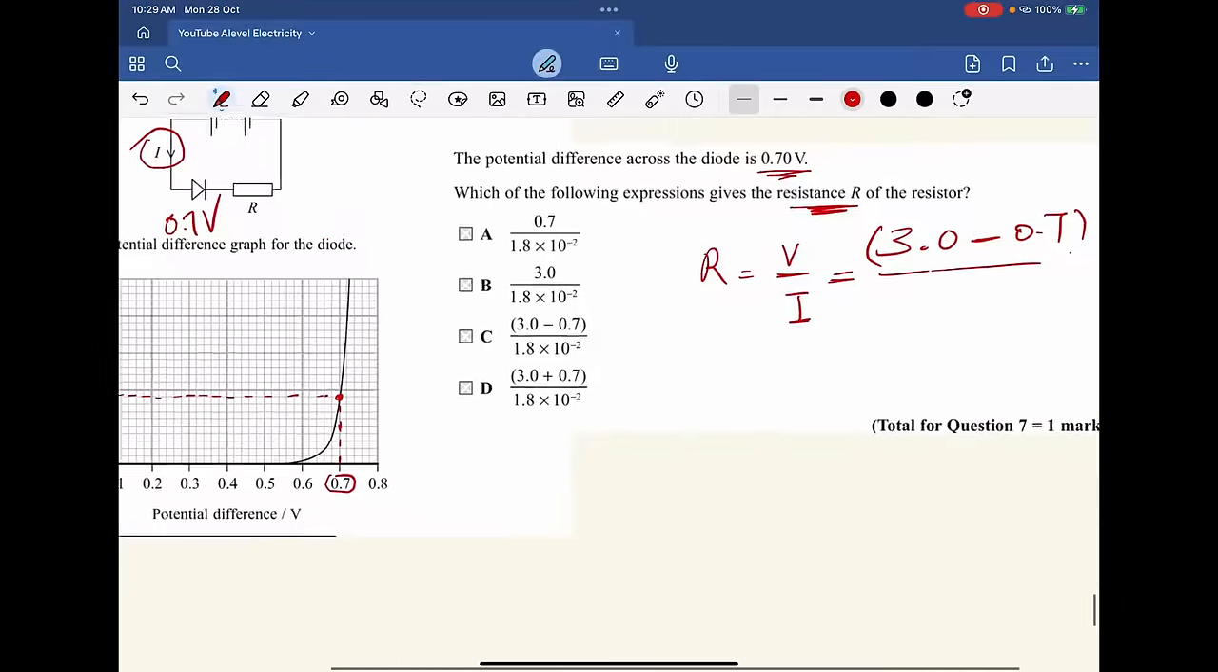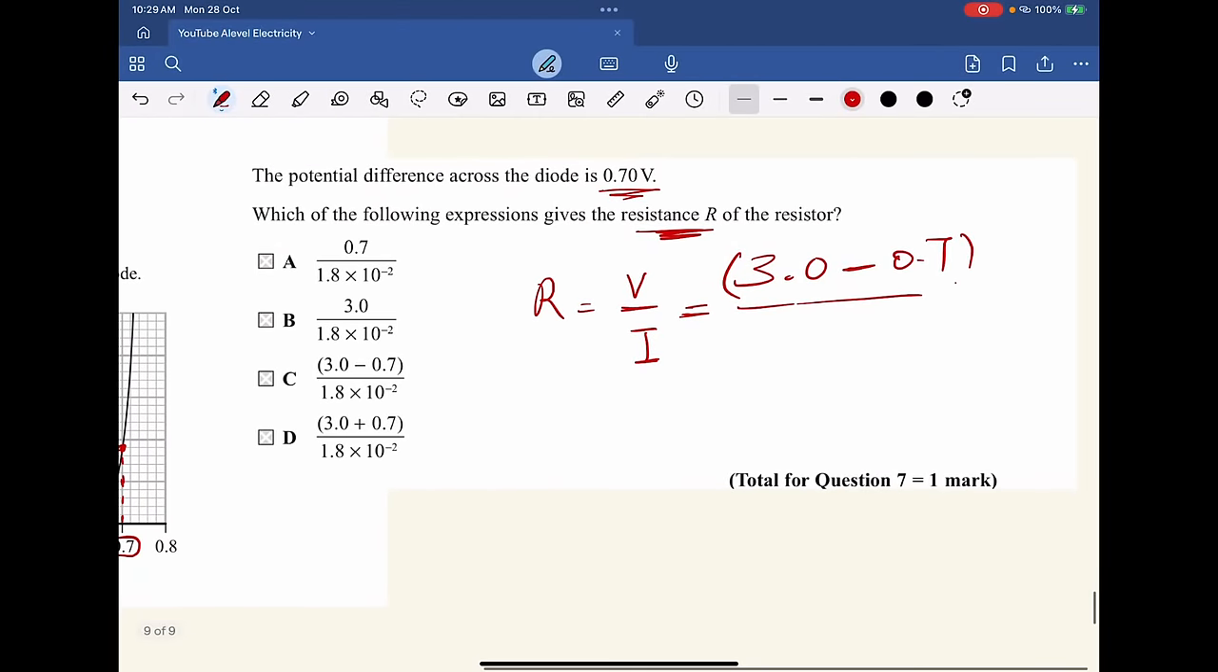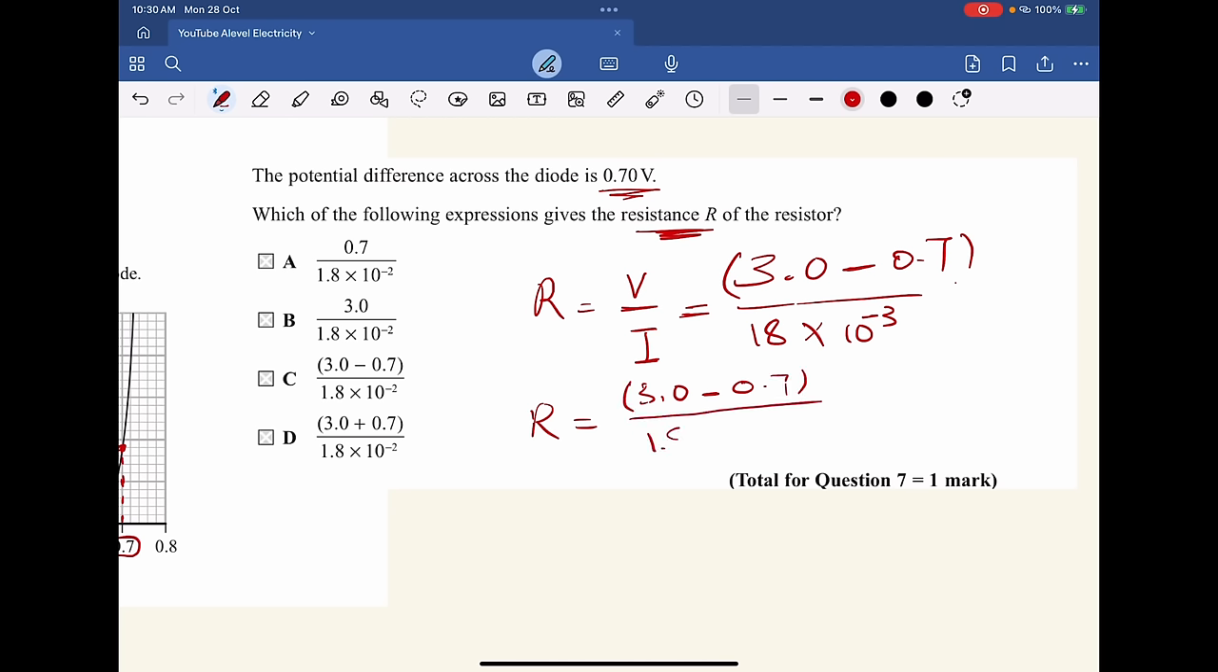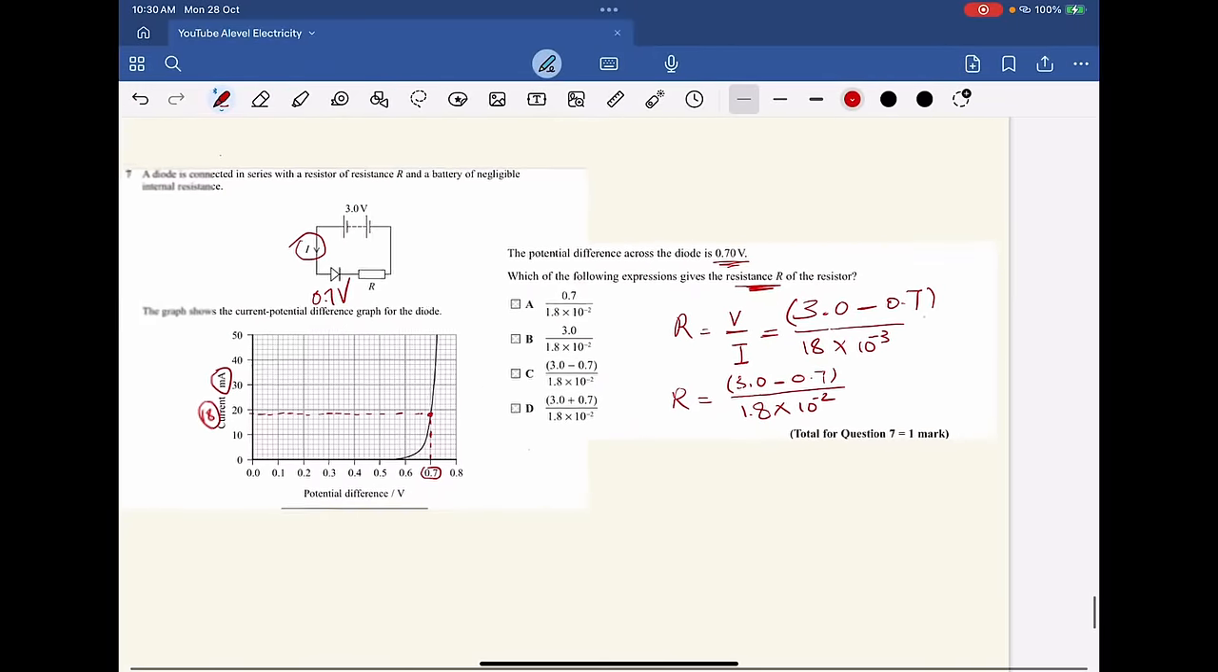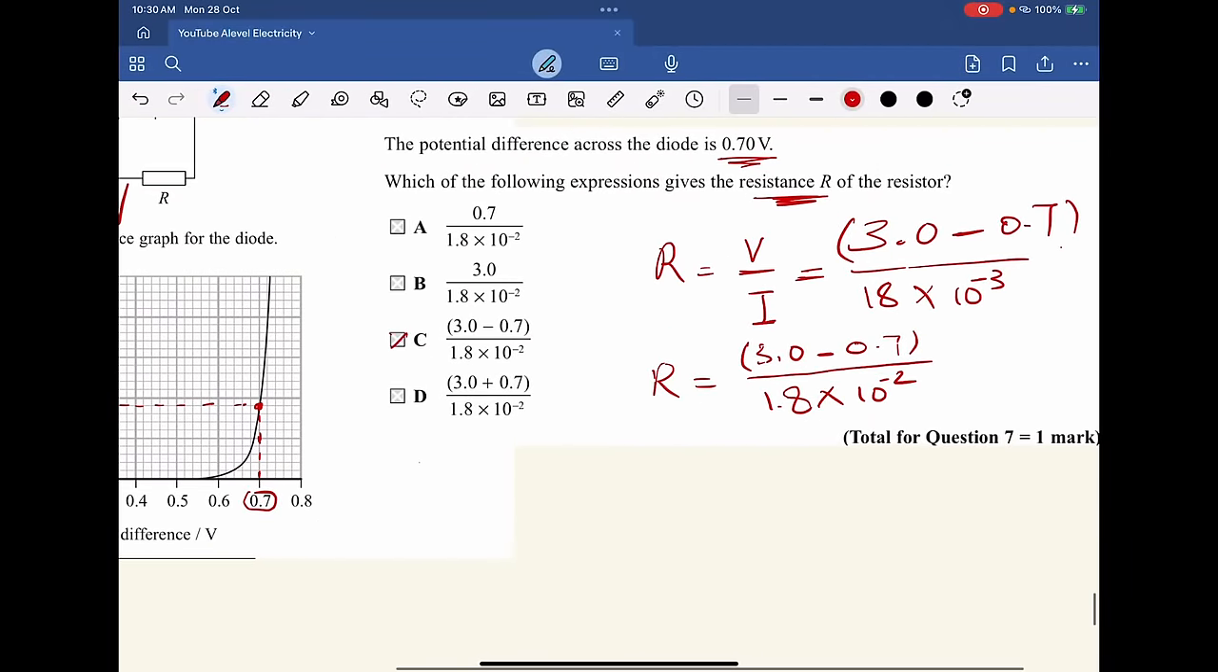Okay, go back to our equation, where the value of the current is 18 milliampere, which is 18 times 10 power minus 3. So the resistance is 3 minus 0.7 for voltage divided by that current. If you want to write it, it is 1.8 times 10 power minus 2. So the correct answer, question 7, it is C.